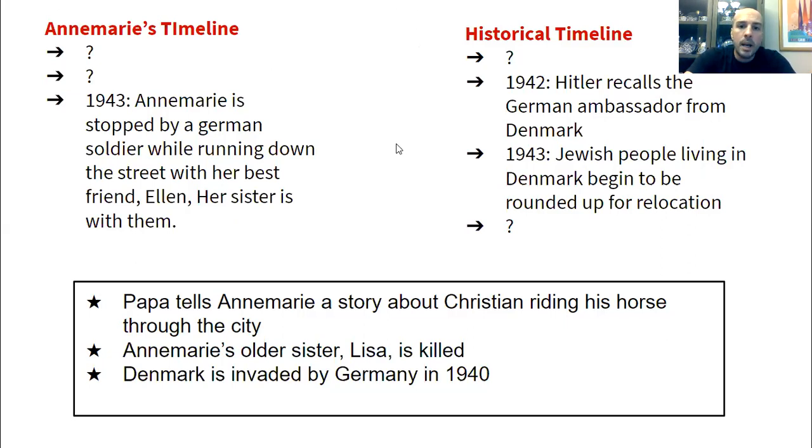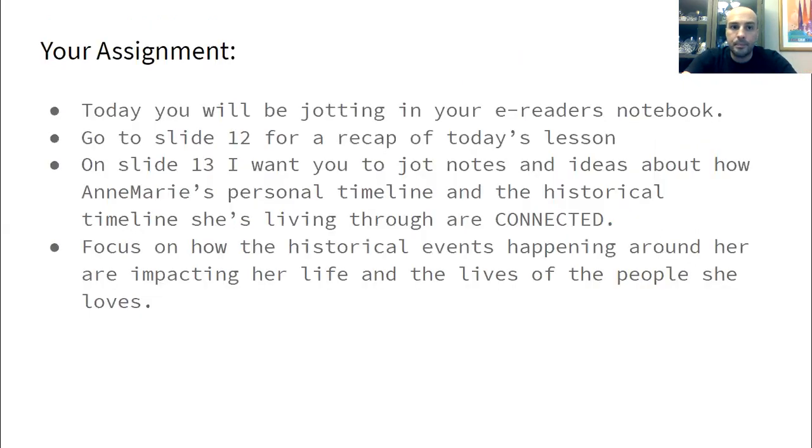Now, sometimes it's a little easier if we have dates and years. So for example, if I know that in 1942, Hitler recalled the German ambassador, and in 1943, the Jewish people in Denmark began being rounded up for relocation, I then know that if in 1940, Denmark was invaded by Germany, that would go first on that timeline list, okay? So it's important to realize how to use dates, but also how to infer pieces of information and then connect them and plot them on a mental timeline.